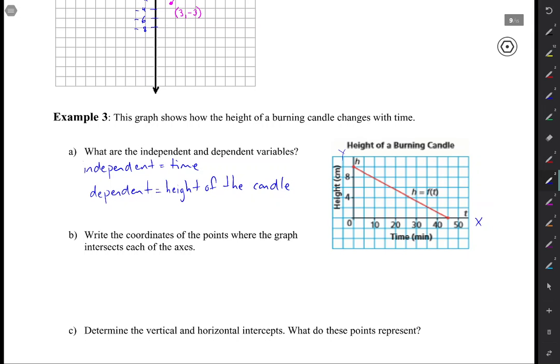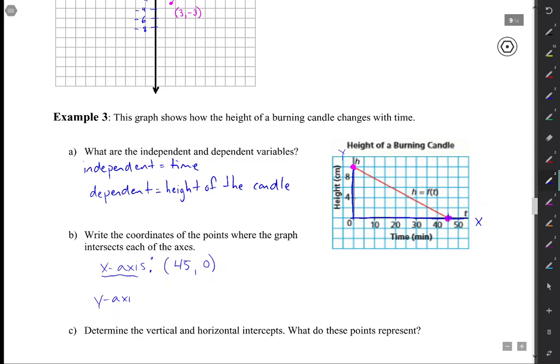Write the coordinates of the points where the graph intersects each of the axes. So we have the horizontal, the x-axis there, and we have the vertical axis here, or the y-axis. So they want the coordinates of where our graph touches both the x-axis and the y-axis. So we have a point right there, and we also have the point up here. So let's start off with the x-axis. If we're looking at where this graph touches the x-axis, it touches right there. And that would be at the coordinate where the x value would be 45 and the y value would be 0. So that's the coordinate where it touches the x-axis.